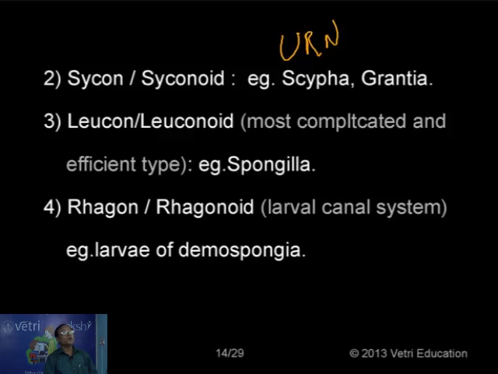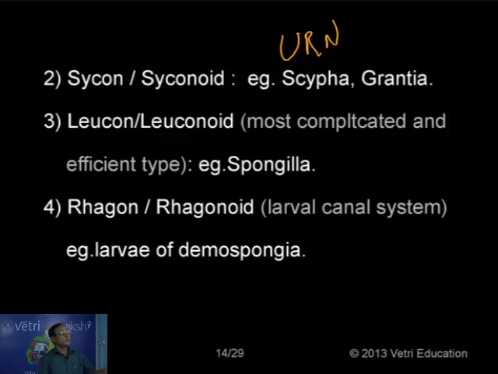This is the most complicated and efficient type of canal system. Though the name is Leucon, it is not found in the case of Leucosolenia. In Leucosolenia we have only a single type of canal system, the Ascon type. But in Spongilla, the freshwater sponge, we have a more efficient and complicated canal system that is called Leucon or Leuconoid type.